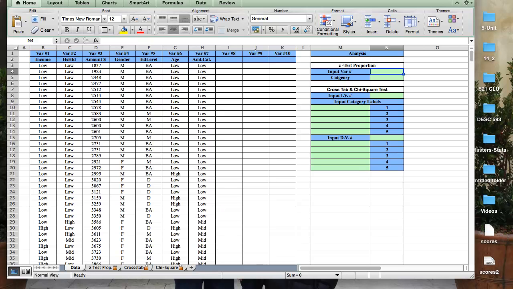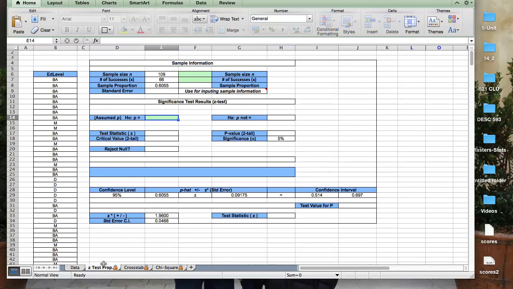To run our z-test for this single population proportion, we could use our Excel tool, Inference for Proportions. We simply need to specify the variable number 5, which is education level. Our success category, which will determine p hat, is BA. On the worksheet tab z-test for proportion, we need now to formulate the null and alternative hypotheses.